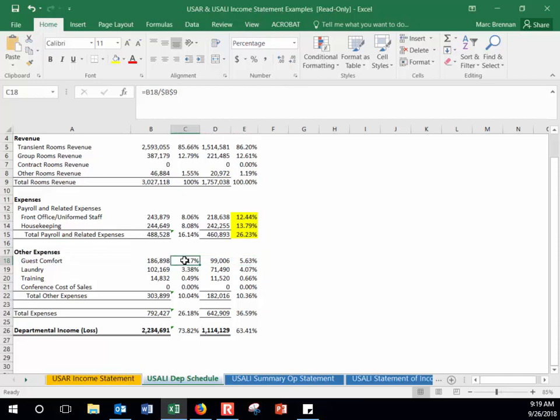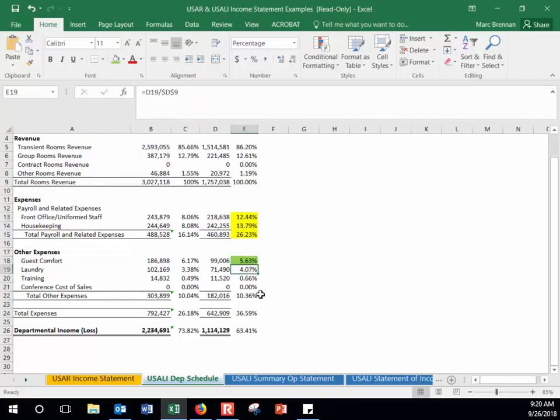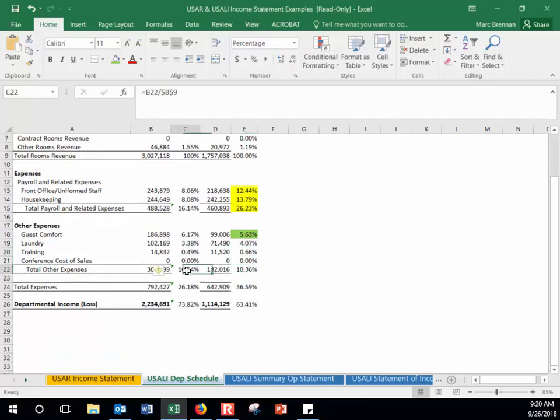But you can see that we actually dropped the cost percentage. I'm happy about this. I'm happy about the fact that we controlled our costs here. This is good. Laundry, as a percentage of total revenue, is not too bad. Training as well, not too bad. Overall, as a percentage of total revenue, I'm almost the same as last year. So I controlled these other expenses, which is good.